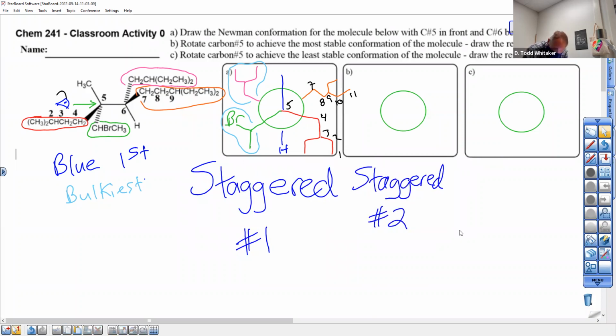And this one's going to be terrible. What does that mean? That means groups are going to be real close to each other. And when that's the case, they'll be eclipsed. And the Newman is a great way to see the difference between staggered and eclipsed. Right now, you're not seeing anything.